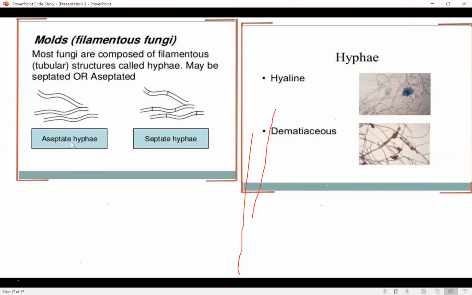The hyphae, is it septate or non-septate? So this is a non-septate hyphae. This is a septate hyphae with these branchings that are common in fungi. So if you look at the hyphae again, I said it could either be dematiaceous with dark pigmentation or hyaline with transparent pigmentation.